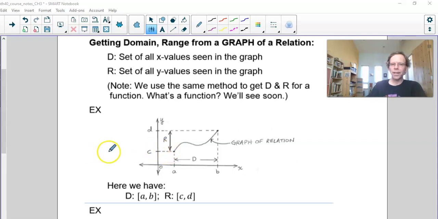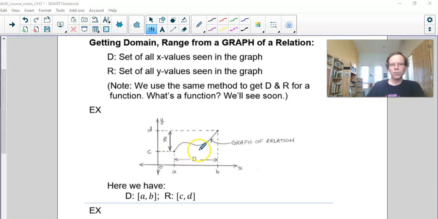All right, we're going to be talking about how to find out what the domain and range is for a graph of a relation or function. It's really easy to do. Basically, the domain are all the x values you see in the graph, and the range is all the y values you see in the graph.